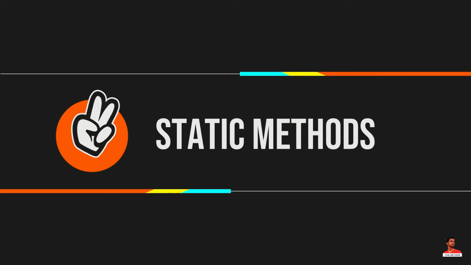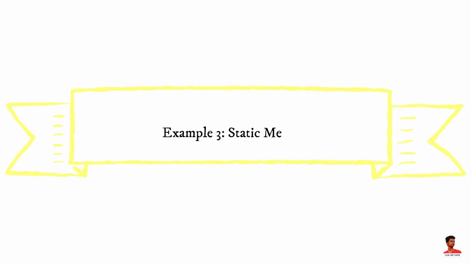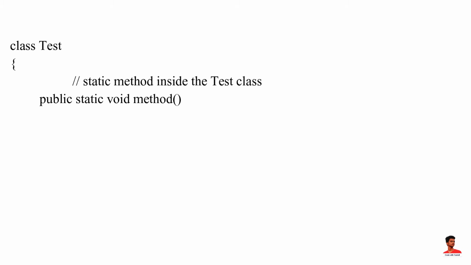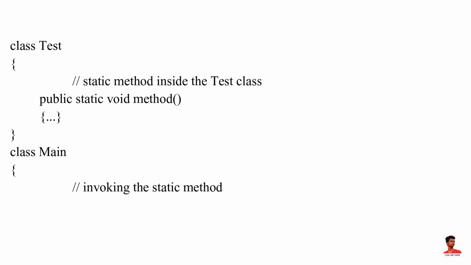Static methods are also called class methods. It is because the static methods belong to the class rather than the object of a class. A static method can access static data member and can change the value of it. We can invoke static methods directly using the class name. For example, here we can see that the static method can be accessed directly from other classes using the class name.